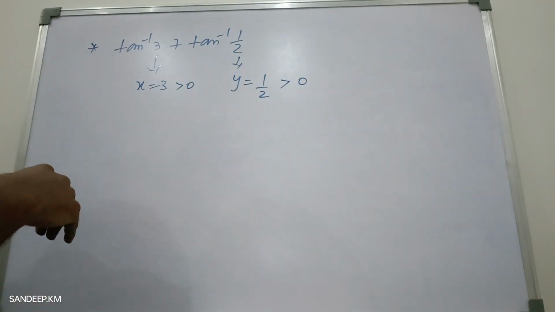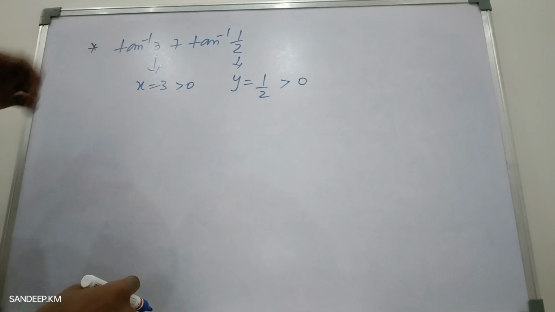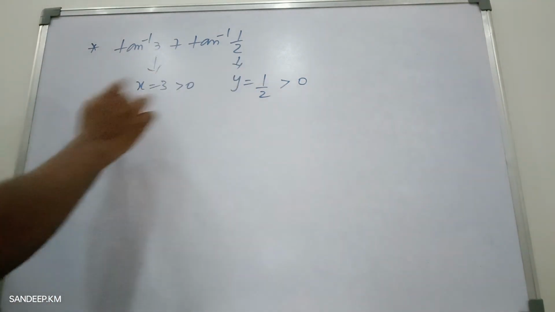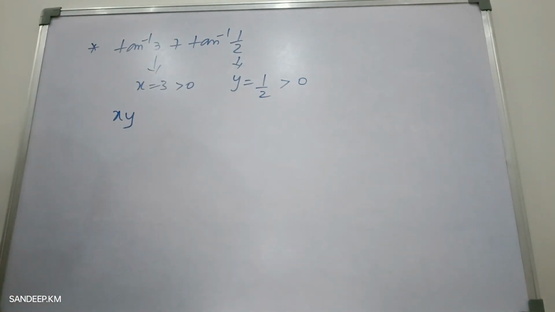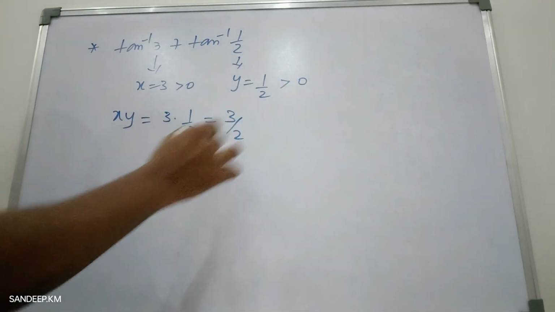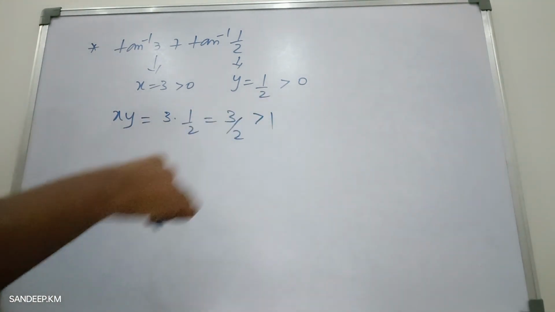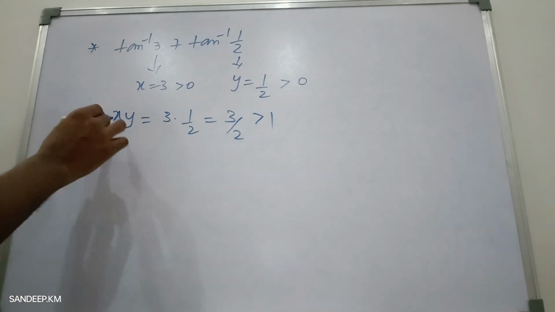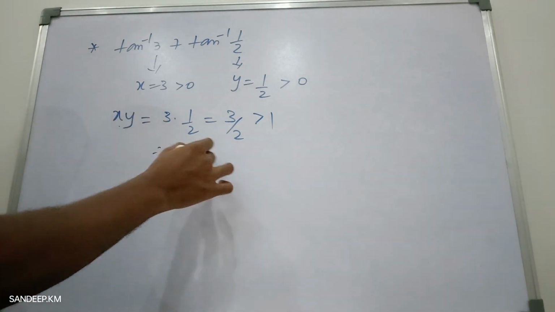x is positive and y is positive, so we can use this theorem. Next, what is xy? xy is 3 into 1 by 2, that is 3 by 2. 3 by 2 is greater than 1. That means xy is greater than 1.